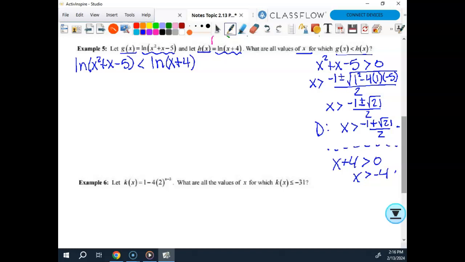All right. Now we come back over here. And so I have a natural log on each side. They're both isolated. Do I have to do some fancy log stuff, or can I just drop the logs? I can drop the logs. So this is just going to give me x squared plus x minus 5 is less than x plus 4. And then we're going to pause right there for just a second. And we're going to go back up to this one.